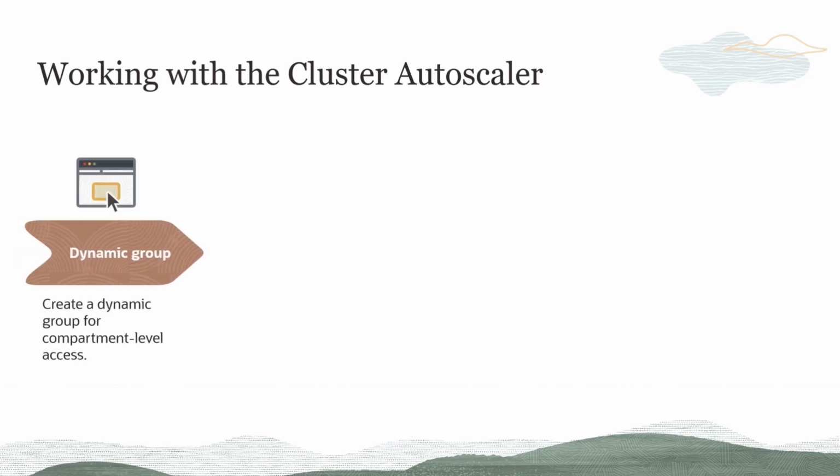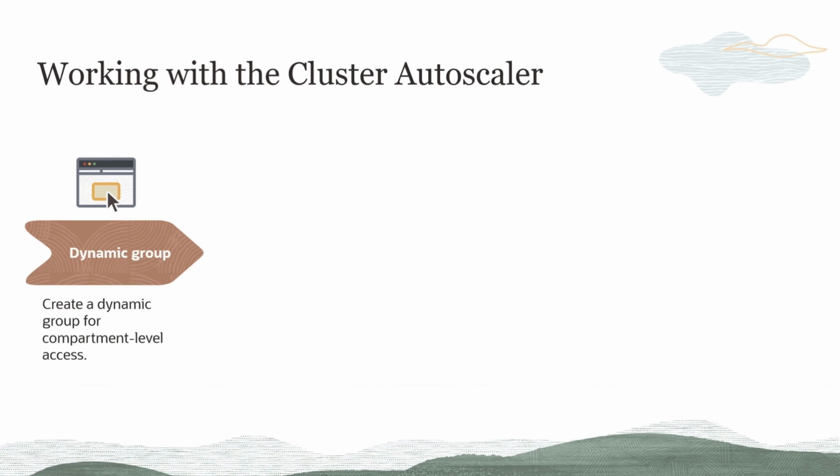To start with, we will be creating a dynamic group to allow nodes running the Kubernetes Cluster Autoscaler to manage node pools referenced in the Cluster Autoscaler add-on configuration. In the interest of time, I've already created the dynamic group. Now let me showcase what we have set up.